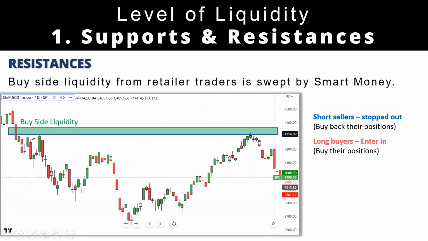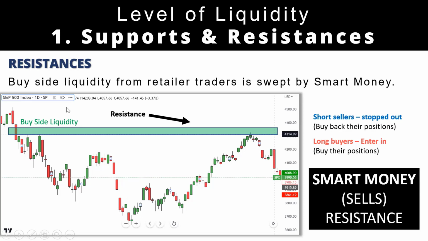So we have 1 touch, 2 touch, 3 touch, 4 touch, all right? So you can draw this box and you can say there is buy-side liquidity at these levels. This is where short sellers are stopped out, which means they have to buy back into their positions, and the long buyers enter into their positions, and unfortunately, they also get stopped out because the market turns, because when they were buying back their position, smart money was selling. So smart money sells at resistance.